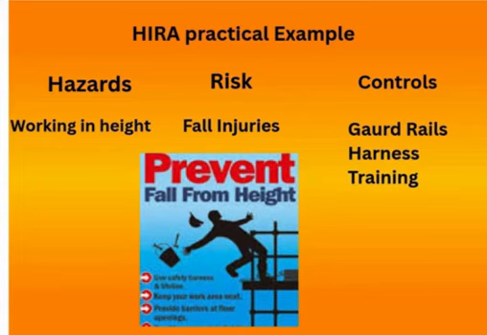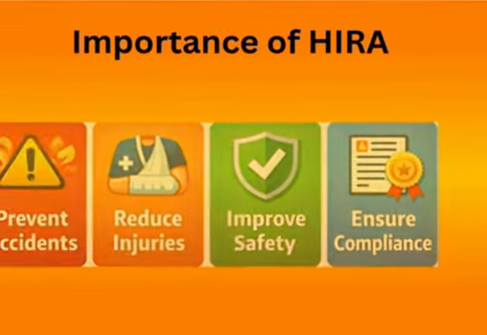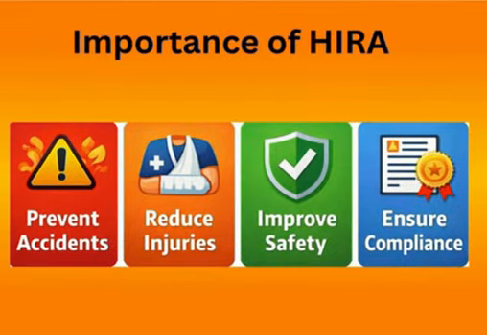Now the question is, why is HIRA so important? HIRA plays a crucial role in preventing accidents before they happen. Instead of reacting after an incident occurs, HIRA helps us take proactive steps to identify and control risks in advance. It helps reduce injuries and fatalities, improves overall workplace safety, and creates a safety-conscious environment among workers. It also helps organizations comply with legal and regulatory requirements, which is very important in industries.